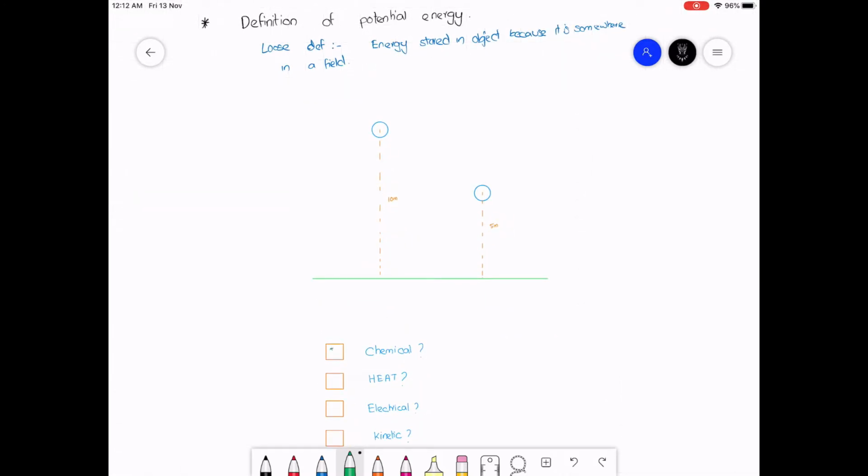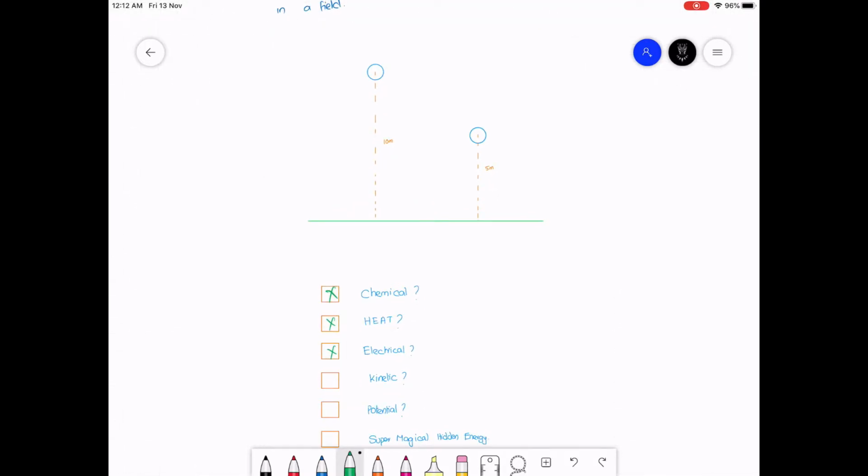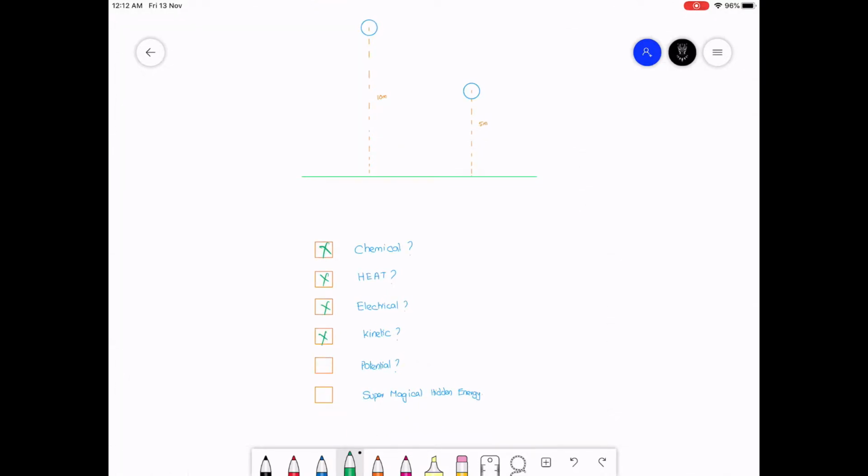That object did not gain chemical energy. There was no chemical change. It did not gain heat energy. It did not get any electrical energy. Kinetic, you kept it there and you just stopped. So no kinetic energy, nor any internal energy. You'll know later. And there is no super magical hidden energy as well.